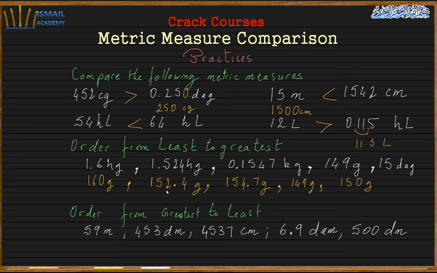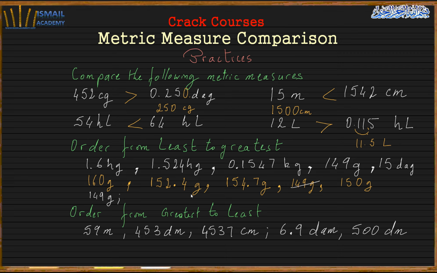So now I compare. Most of them have 100, so the 100s are all the same. I'm going to start with the tens. They ask me from least to greatest, so I'm going to look for the smallest tens. We have 6, 5, 4, 5. The smallest here is 4, so this is going to be the first entry. I'm going to write it down, so it's going to be 149. So 149 is smallest.